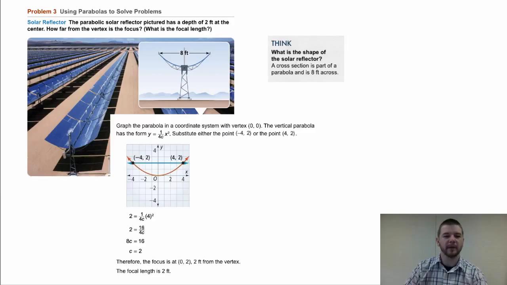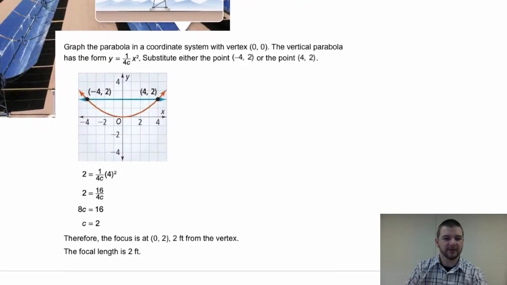In order to use what we know about parabolas to answer this question, we should first graph or represent this parabolic curve on a graph of a parabola with its vertex at the origin. And you can see that's done for us. Graph the parabola in a coordinate system with vertex at the origin. The vertical parabola has the form y equals 1 over 4c times x squared. Recall what we've learned earlier in this section. Substitute either the point -4, 2 or the point 4, 2.